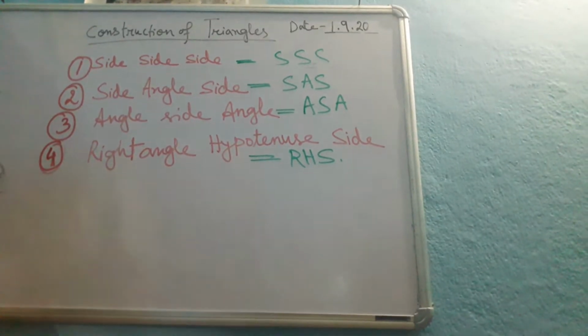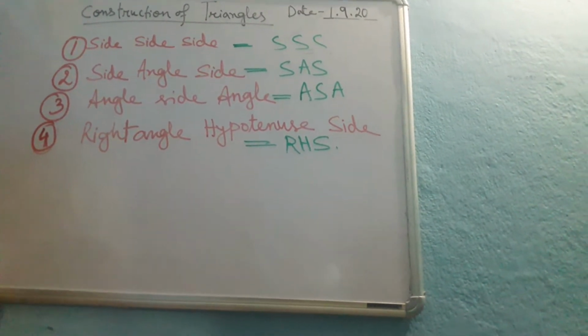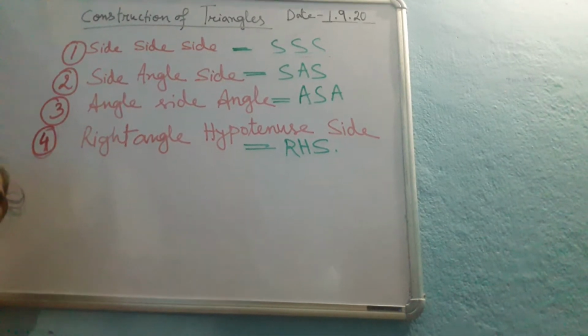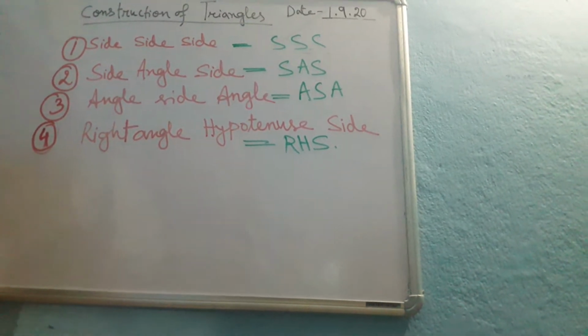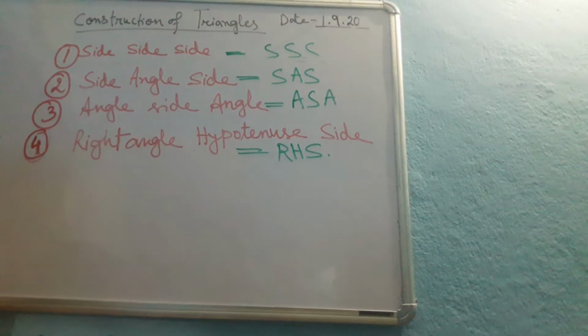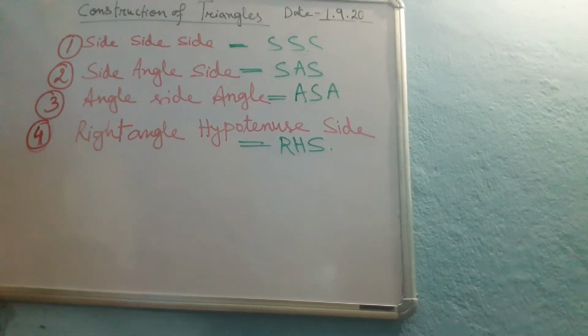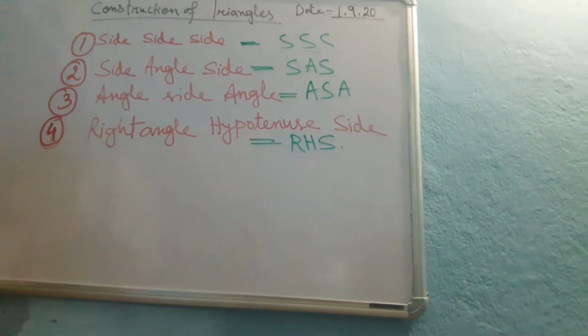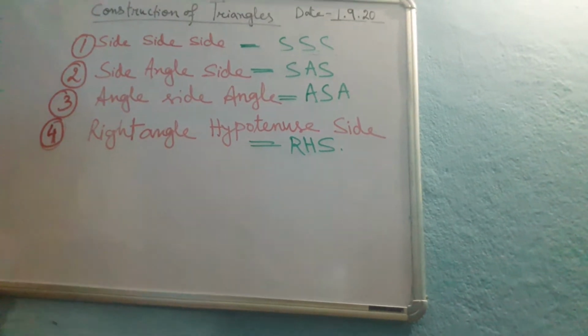So for constructing triangles, what are the things you need? For a triangle, what are the things you have? You can remember. It may have three sides. Yes, you can use it. It has three angles. You can use. Okay, but how you will use them? Okay, let's come to that point.